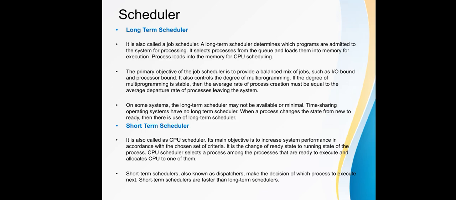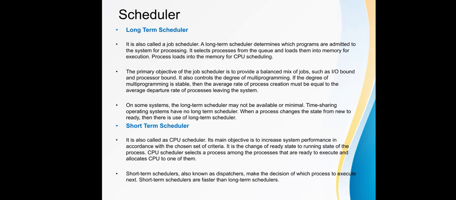The second type of scheduler is the short term scheduler, which is also called the CPU scheduler. The main objective of this scheduler is to increase the performance of the CPU, or to increase the degree of multiprogramming. For that purpose, it changes the process from the ready state to the running state. It means this scheduler starts from the ready state to the terminated state.